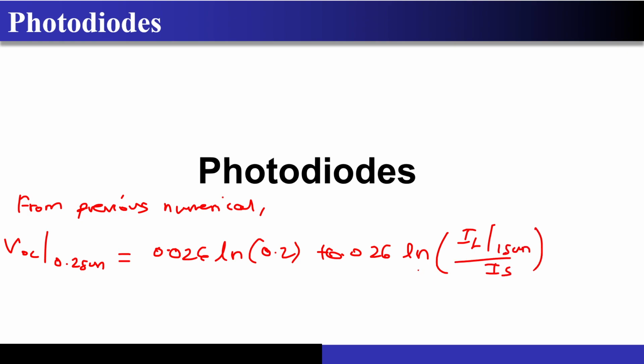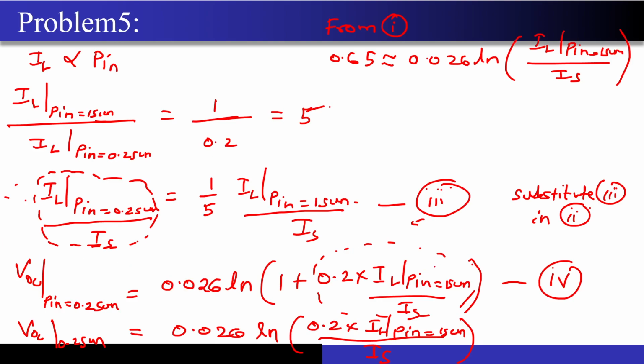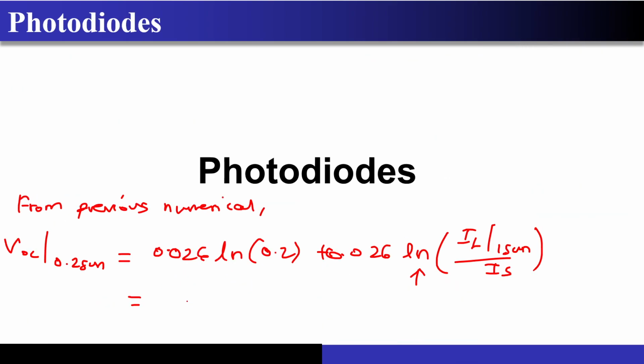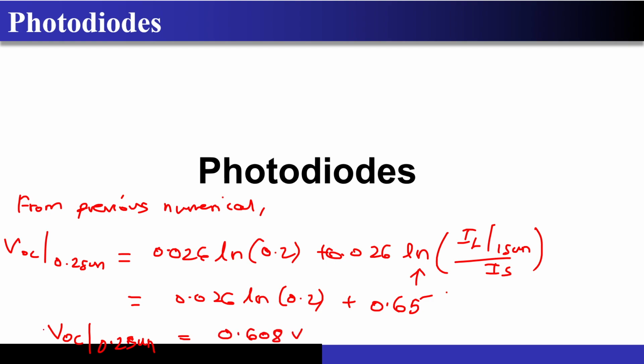And what is this factor? This factor I know. Correct? This factor is 0.65. So now this will be nothing but 0.026 times ln of 0.2 plus 0.65. Correct? So if you just solve this, then this VOC at 0.2 sun intensity will come out to be around 0.608 volts.